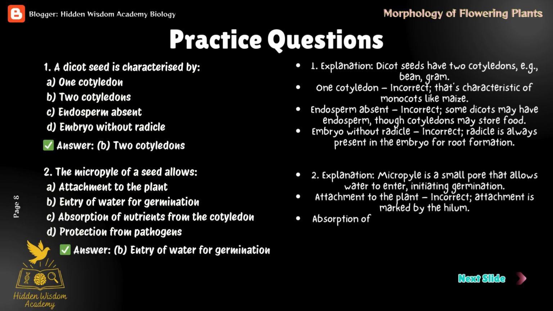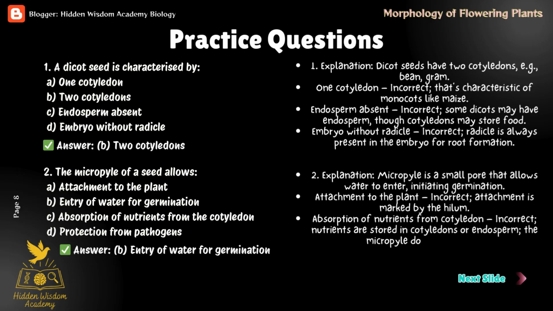Now, let's move to question 2. The micropyle of a seed allows: Option A, attachment to the plant. Option B, entry of water for germination. Option C, absorption of nutrients from the cotyledon. Option D, protection from pathogens.